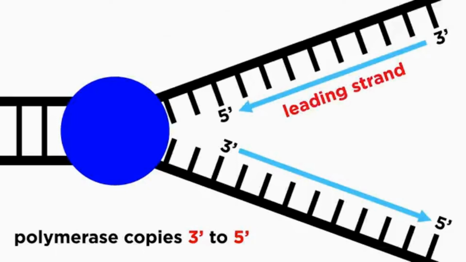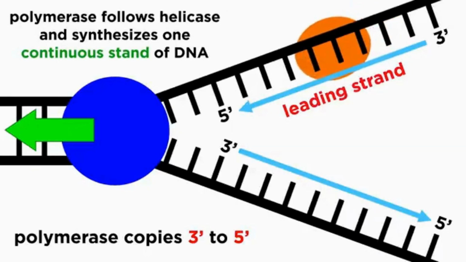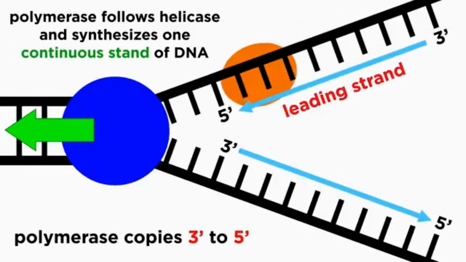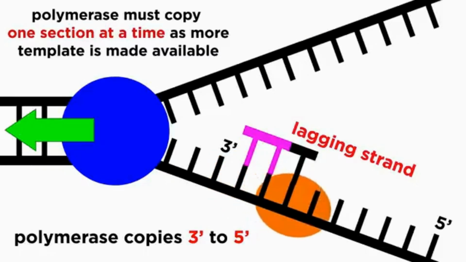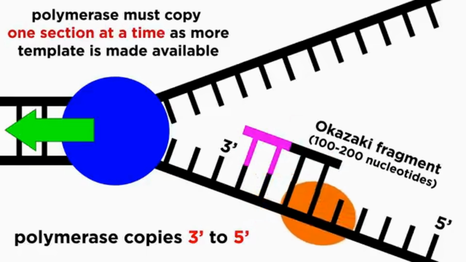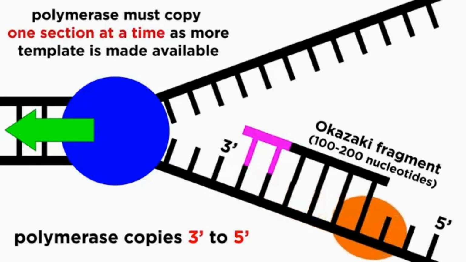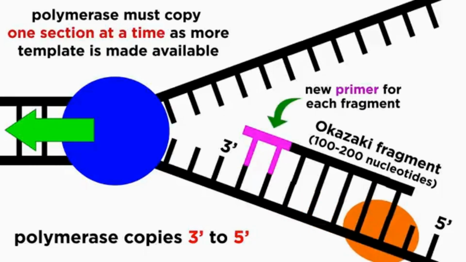On the leading strand, DNA replication moves along with the replication fork, continuously synthesizing the complementary strand and requiring only the initial primer. But on the lagging strand, polymerase has to go one chunk at a time, as new template is made available. These chunks are called Okazaki fragments, and they are around 100 to 200 nucleotides long. Each one will require its own primer in order for polymerase to bind and copy the new fragment.